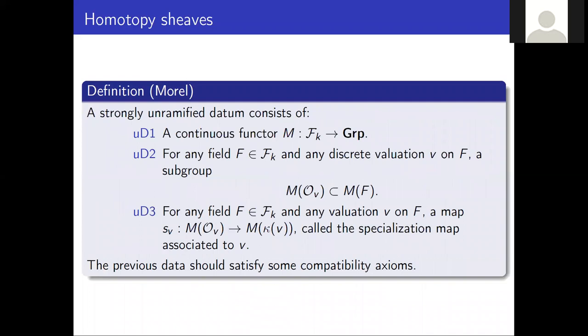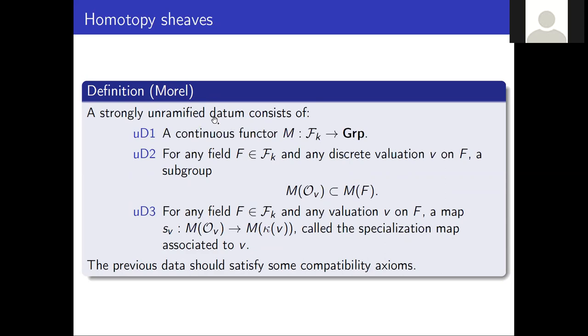All right, so we work with sheaves over the category of smooth schemes, but at least for me, it's better to work with fields over k. So F_k is the category of finitely generated fields over k. And Morel defined what he called a strongly A1-invariant unramified datum, which is basically a functor defined over the category of fields over k. We assume that it is continuous, so basically it means that it preserves filtering colimits of finite type fields.